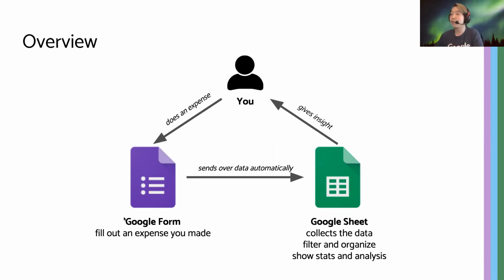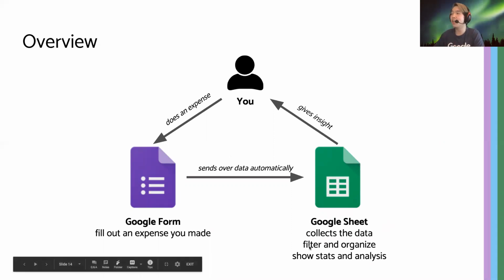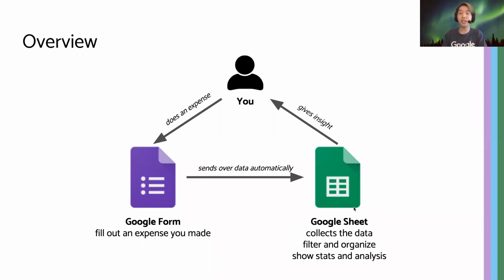And that Google Form, once it collects that response, will be able to send the data over automatically to a Google Sheet where it collects the data, where you can filter and organize that data, and then you can generate stats and analysis from that data. And once that is done, you're able to visualize and have insight upon how your spending habits are, what you can do to improve them, if you're spending too much money, etc.